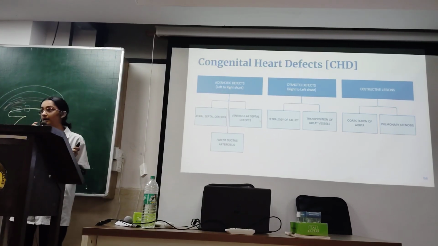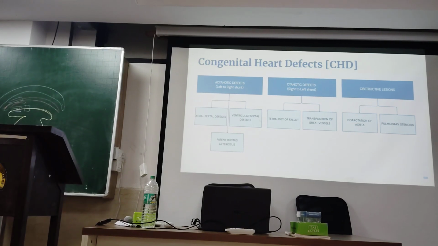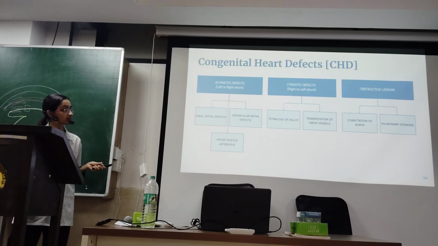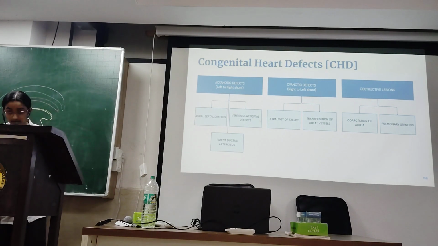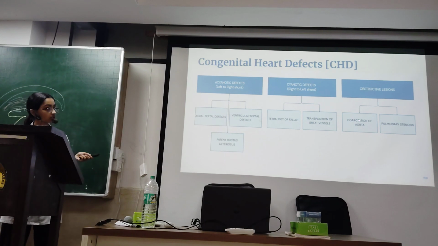Cyanotic defects, on the other hand, are where your blood is being shunted from the right side of your heart to the left side of your heart. So it involves deoxygenated blood contaminating the oxygenated blood which is present on the left side of your heart. This will result in the amount of oxygen reaching the rest of your body being reduced. This will be implicated in the case of tetralogy of Fallot and transposition of great vessels. Obstructive lesions, on the other hand, involve reduction in the lumen size of your great vessels, which will be the coarctation of aorta and the pulmonary stenosis.